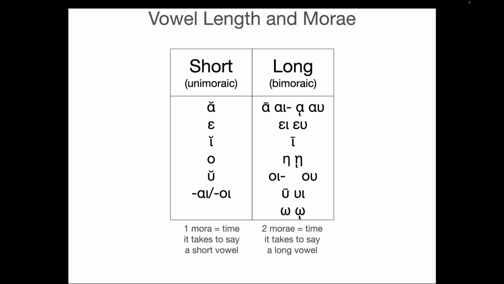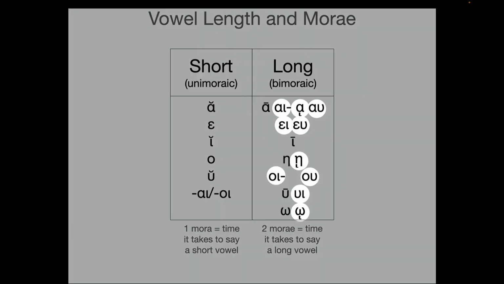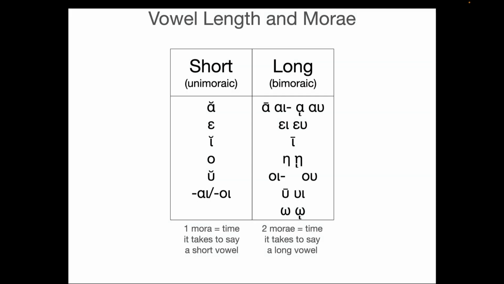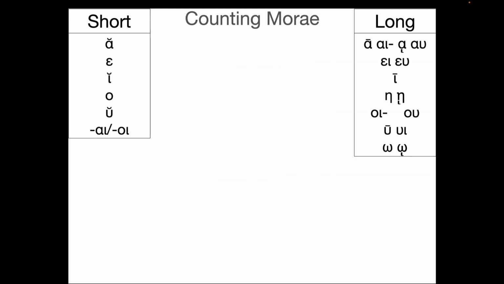And in Greek, the vast majority of diphthongs are also bimoraic, but when ai and oi are the final letters of a word, when they're the last sounds of a word, ai and oi are regularly unimoraic. Not always, but regularly. So I'm going to leave those up there for you because I don't want you to get caught up in remembering what's long and short. But what we're going to do to figure out accentuation is we need to learn to count morae.